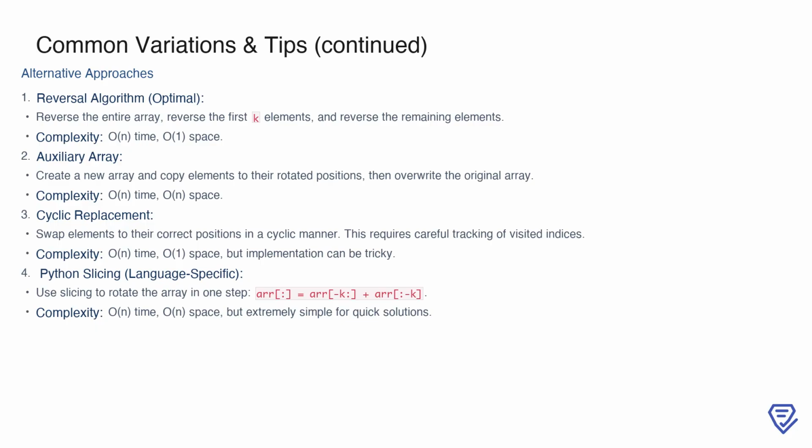Cyclic replacement is another efficient method that swaps elements directly to their correct positions in a cyclic manner, maintaining O(1) space complexity. However, it requires careful tracking of visited indices. Lastly, if you're using Python, slicing provides a language-specific shortcut for rotating arrays in one line, though it comes with an O(n) space complexity due to creating a new array. Each method has its strengths, so choosing the right one depends on the constraints and requirements of the problem.